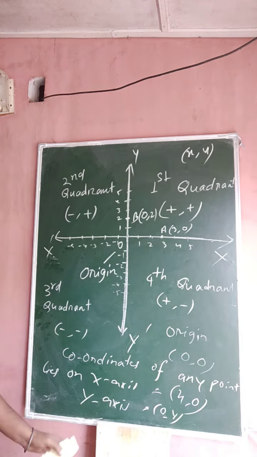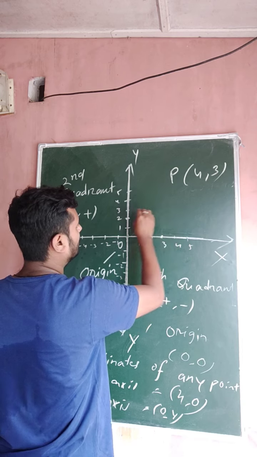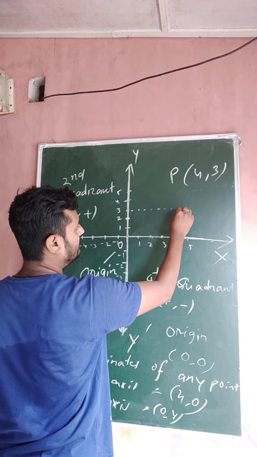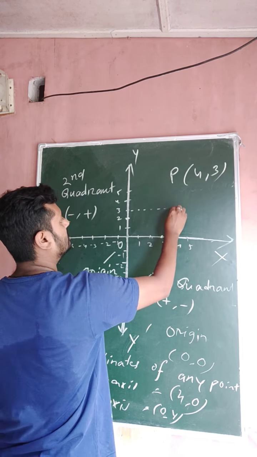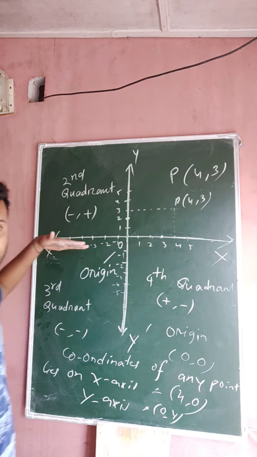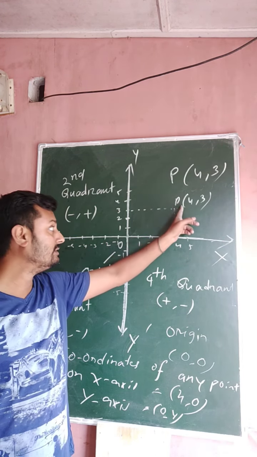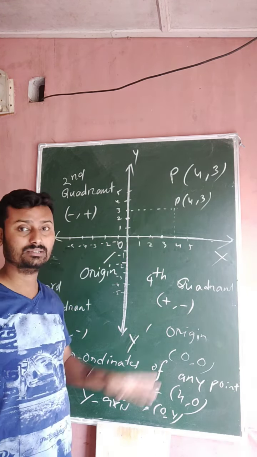Another thing. Suppose a point P is (4, 3). The value of x is 4, counting 1, 2, 3, 4, and y is 3. So the point lies here, P(4, 3). The question is, what is the distance of the point P from the x-axis, and what is the distance of the point P from the y-axis?